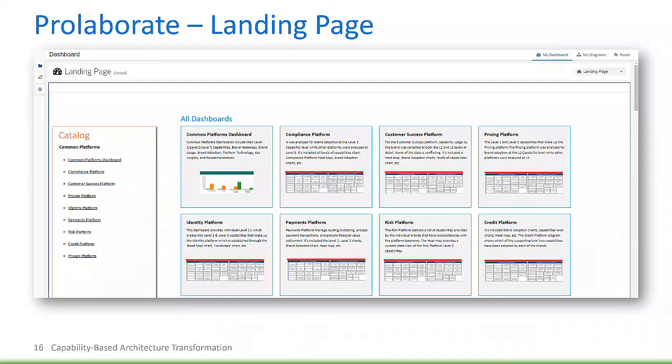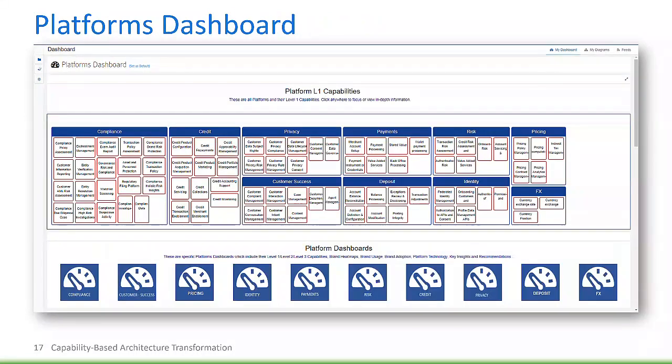So we had a high-level dashboard where platform teams, brand teams, planning teams, and executives could go in and see what was going on with each of the platform taxonomies and their status. And a high-level view that allowed them to see all of the platforms and the top-level L1 capabilities. And of course, these are all interactive dashboards, so you can click on things and drill down.